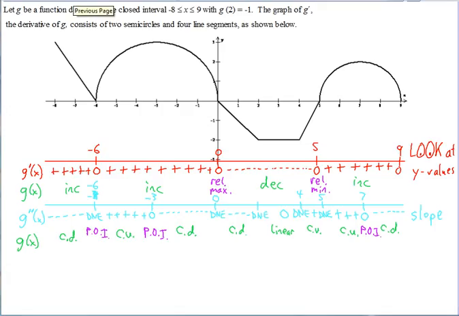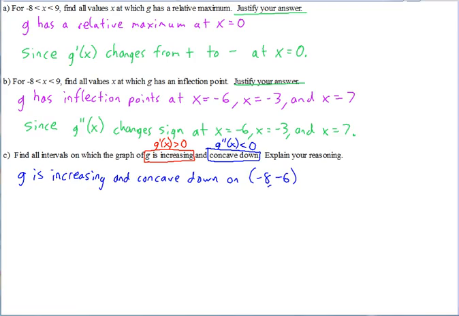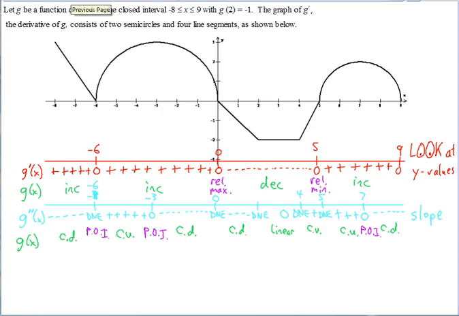So it's also from -3 to 0, first derivative positive, second derivative negative. And I think I saw one more place if we go back there. First derivative positive, second derivative negative, also from 7 to 9.